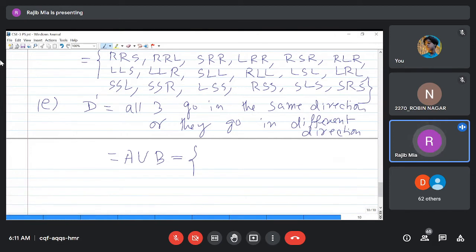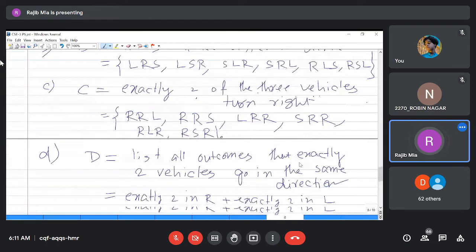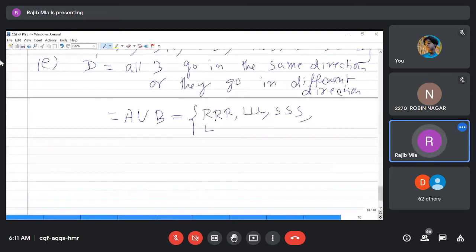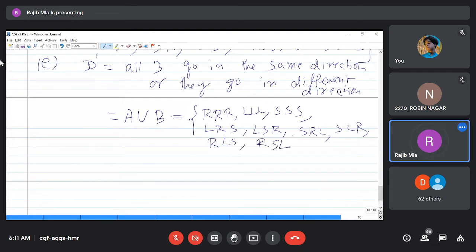Then for three going in the same direction, the outcomes are R, R, R, L, L, L, and S, S, S. And for different directions, you can write directly from this event B. That is L, R, S, and L, S, R, and S, R, L, and S, L, R, and R, L, S, and R, S, L. Total now 9.